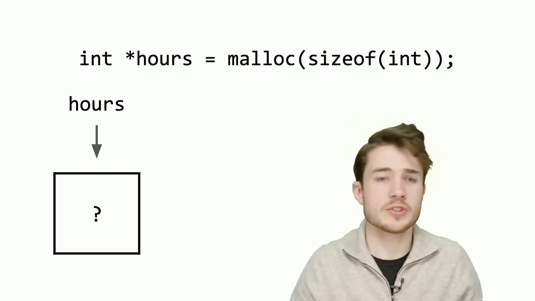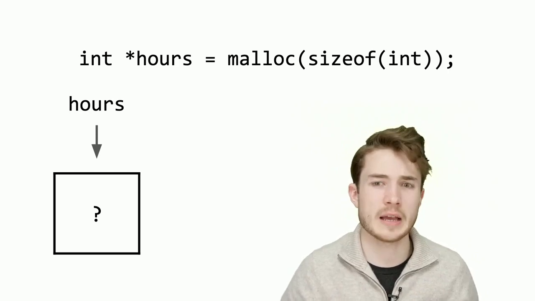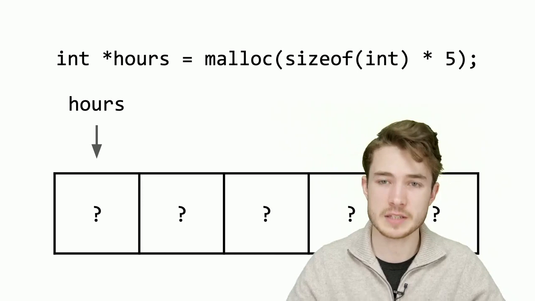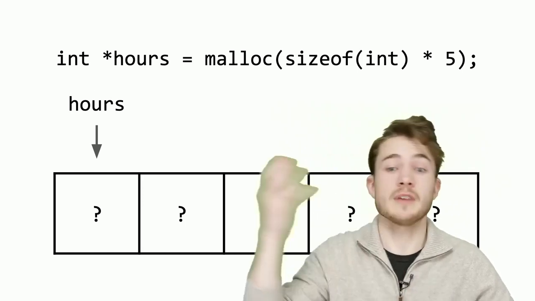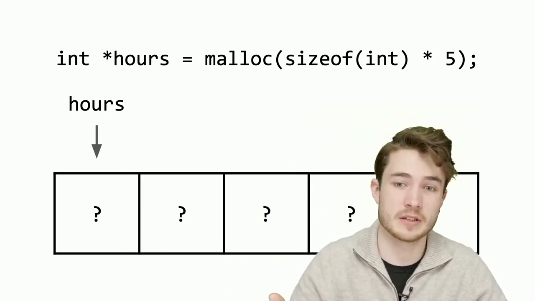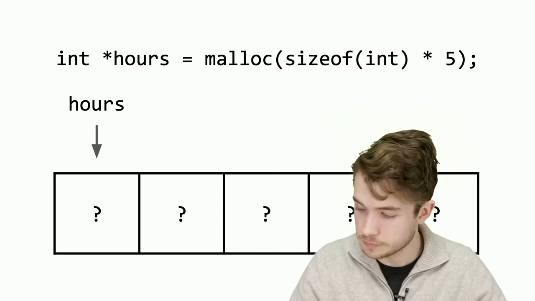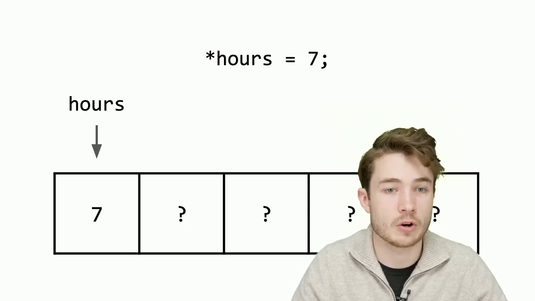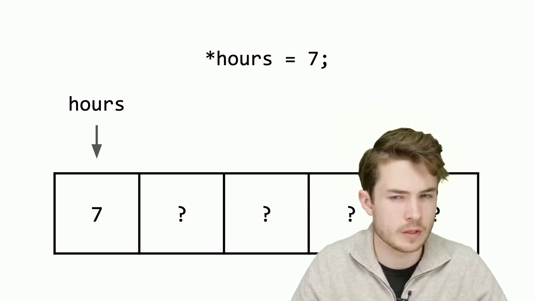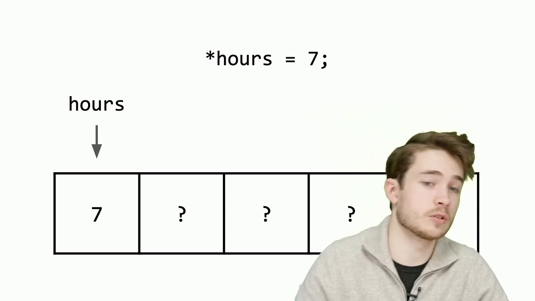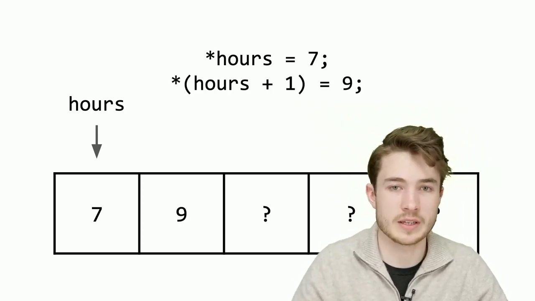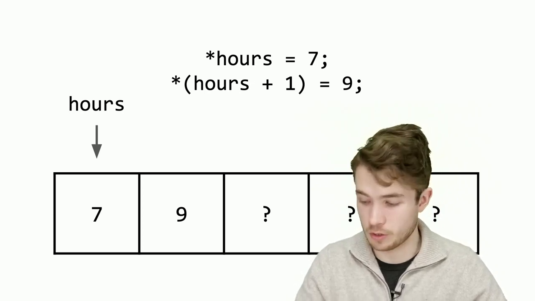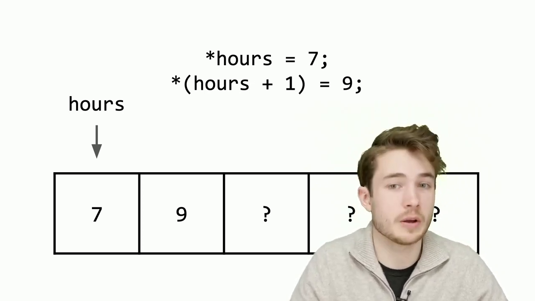What if we wanted not just a single space for an integer, but actually maybe an array of integers? We could ask malloc for that too. We could say instead of sizeof integer, give me sizeof integer times 5. In this case, 5 spaces for this integer here. Now, what if we wanted to actually add in some data? Well, we could say, as we saw before, star hours gets 7. And if we wanted to add in some data to the right of 7, we could do this. We could say maybe star hours plus 1 is 9, or star hours plus 2 is something else.